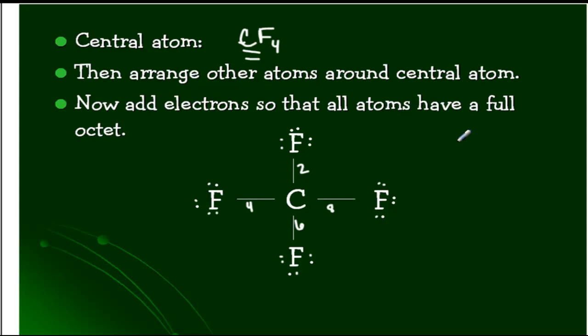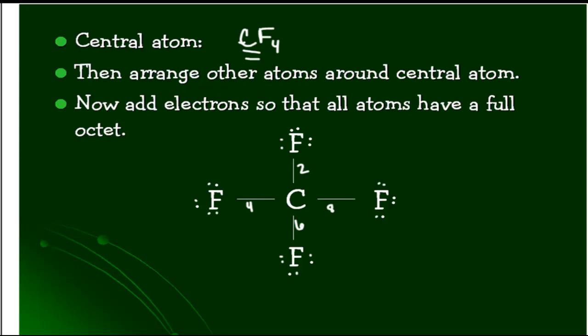Now we need to double check. Does everybody have 8? There are 8 around this fluorine, 8 around this fluorine, 8 around this fluorine, and 8 around this fluorine. And carbon has 8. So everybody is happy. This is the Lewis structure for CF4.